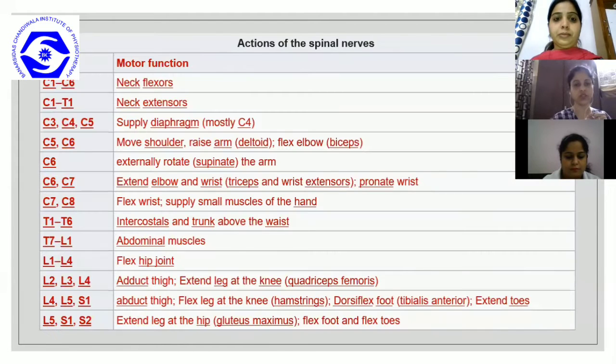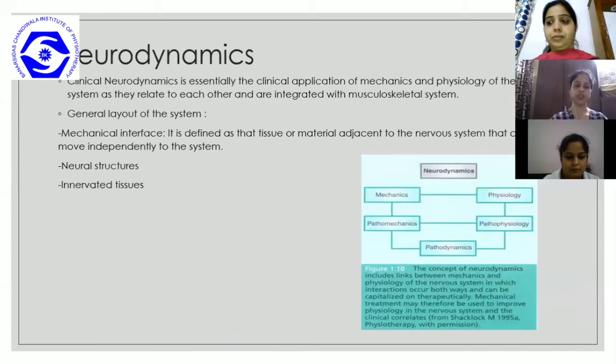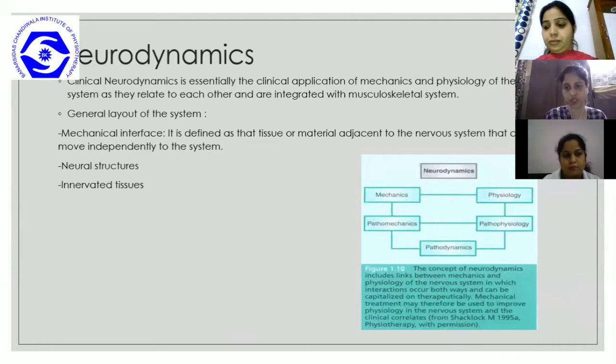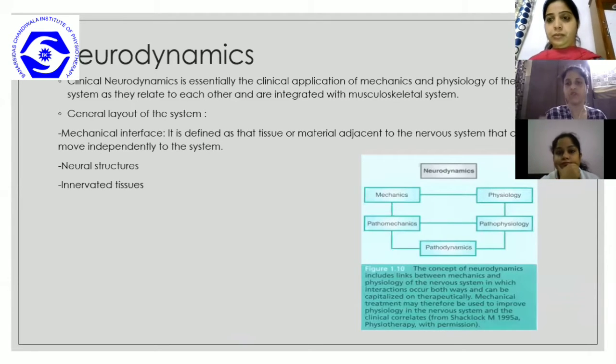And this is just a go-through slide for all the nerve roots and the motor functions which we usually see affected whenever there is a problem at these root levels. So, neurodynamics. When we talk about neurodynamics, we actually speak about the mechanics and physiology of a system. What is mechanics? Mechanics is basically the movement or force which allows motion anywhere. And physiology, obviously, we are all aware of nerve physiology.